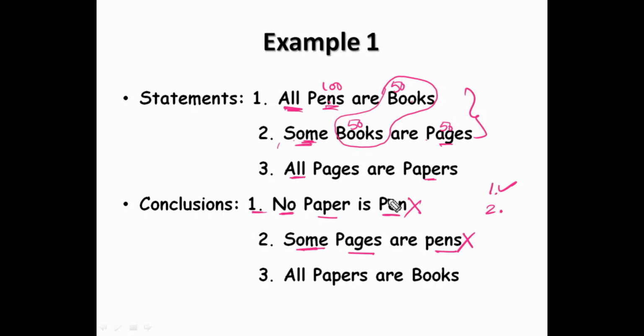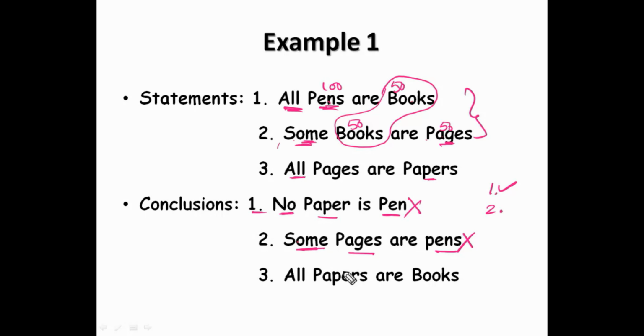Okay, what does not follows mean? We cannot combine these two statements, which means we cannot get any conclusion from pens to pages. That's all. It may be some, or it may be no, or it may be some not, or it may be all. We cannot get any conclusion.